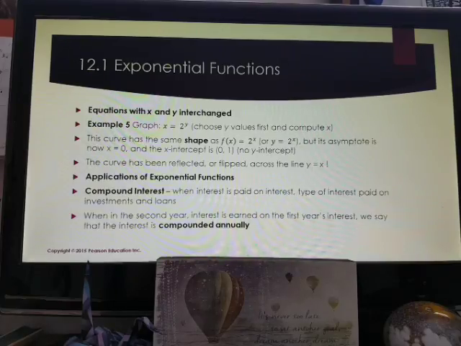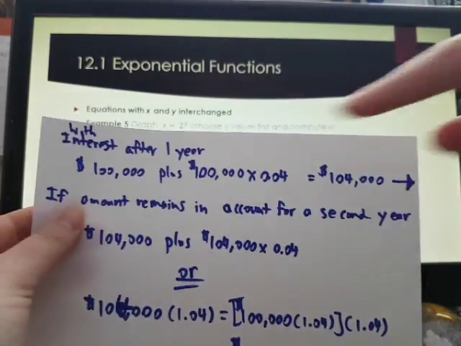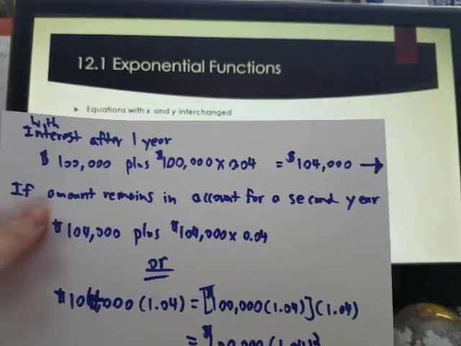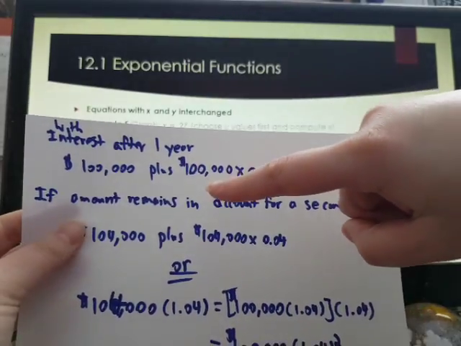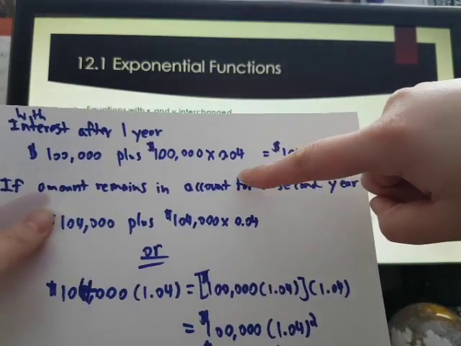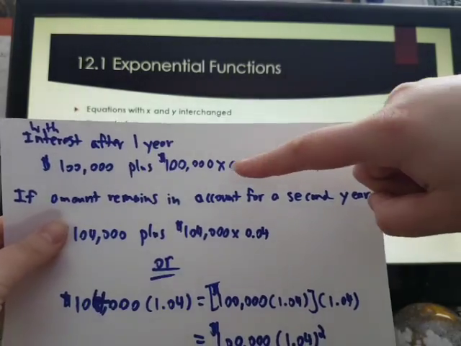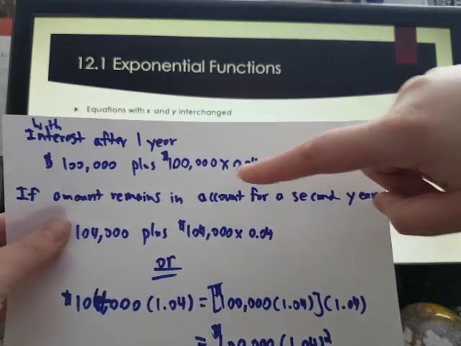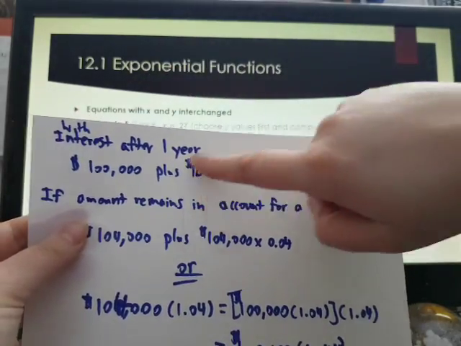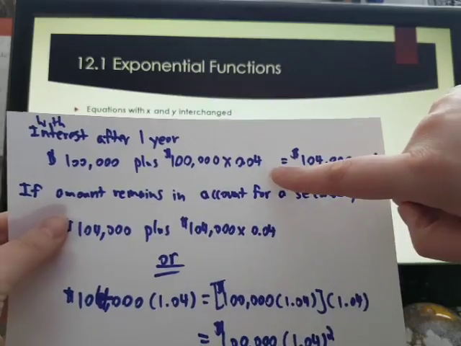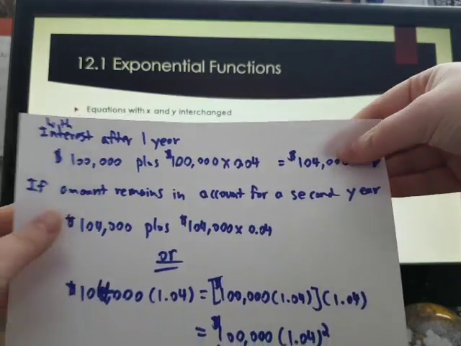So basically, when interest is paid on interest, that's known as compound interest. It's the type of interest that's paid on an investment and a loan. So, for example, if you invested $100,000, after 1 year, you're going to get the $100,000, and then you're also going to get 100,000 times 0.04 if that 100,000 is invested at 4% interest, right? Because we know 4% will be written as 0.04. So you're going to get your 100,000 back, plus an increase of 100,000 times 0.04, which is going to give you 104,000.